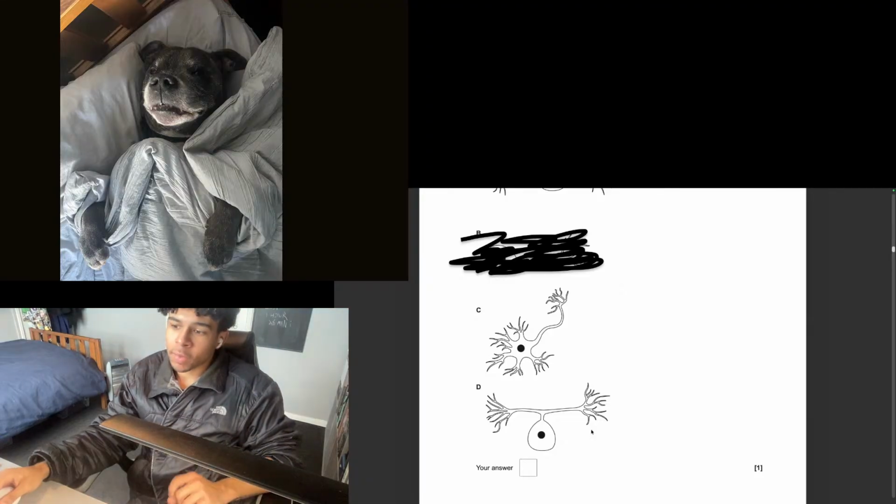Okay, hold on, sorry. Let me go first. A motor neuron doesn't have dendrons, right? Because dendrons take in information. Motor neurons only have dendrites. This is the only one with just dendrites. It doesn't need to propagate out. It only needs to take in signal and send one out.